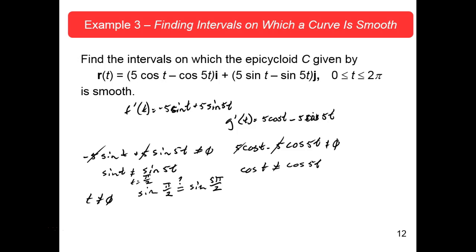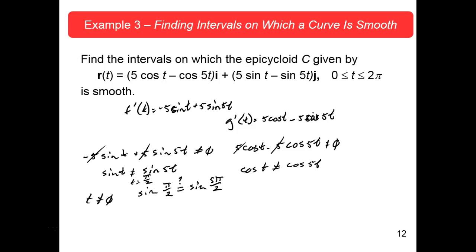Cosine of pi. Cosine of pi halves, or cosine of 0 is 1, pi would be -1. That's 1 pi, 2 pi, 3 pi, 4 pi, 5 pi, that's down to -1 again. So yeah, they're both 0 there.